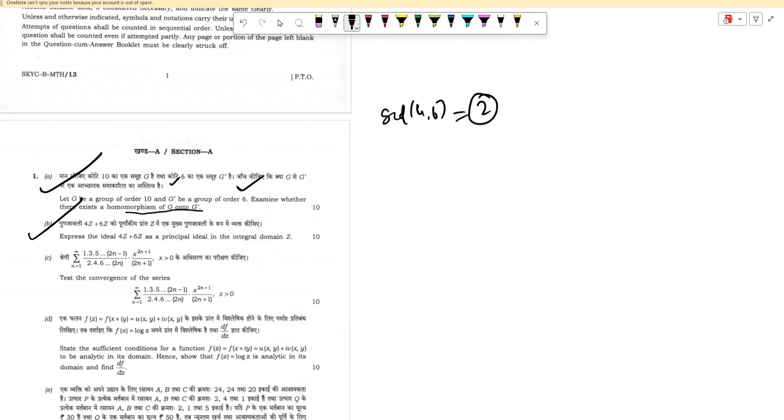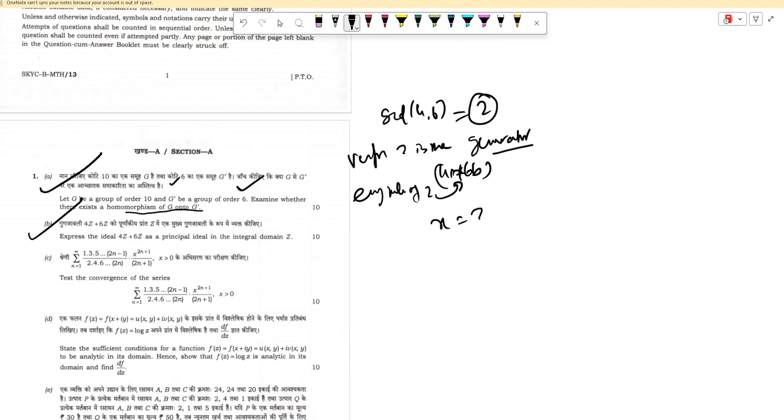सो अब 2 इसका generator है, verify 2 is the generator. ठीक है, तो we need to show that the elements of 4Z plus 6Z are multiples of 2 and every multiple of 2 can be written as 4a plus 6b in this format. Every multiple of 2 can be expressed in this way. Now we show that for a multiple of 2.